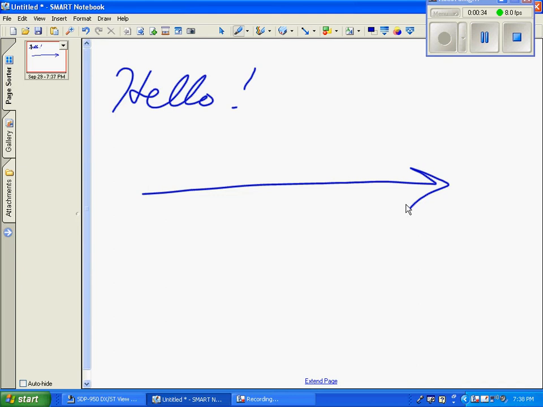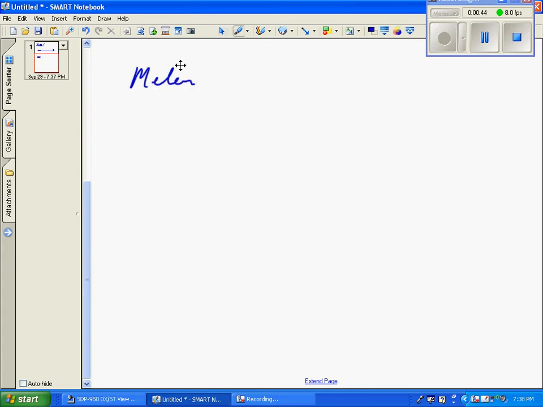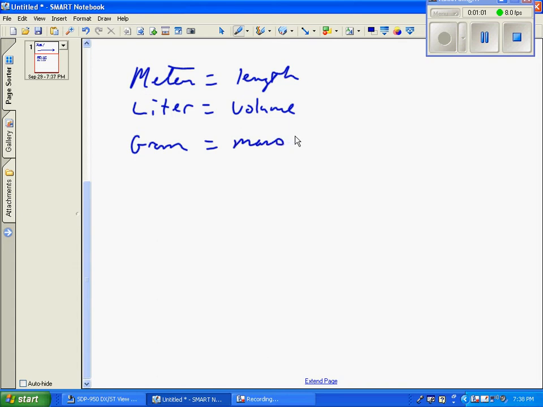So anyway, let's get back to yesterday. We spoke about metric conversions. With metric conversions, we have to remember that we have some base units: the meter, the liter, and the gram. Meters are used to measure length. Liters are used to measure volume, how much space something takes up, and grams are used to measure mass, or how much matter is in something.